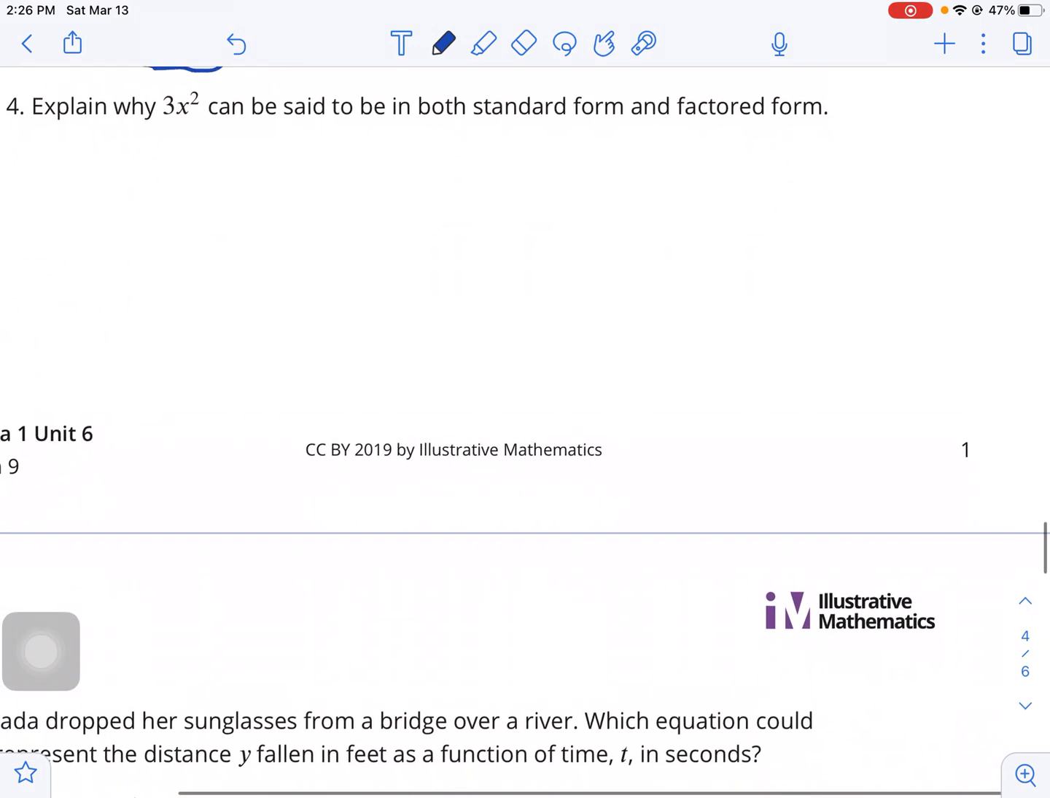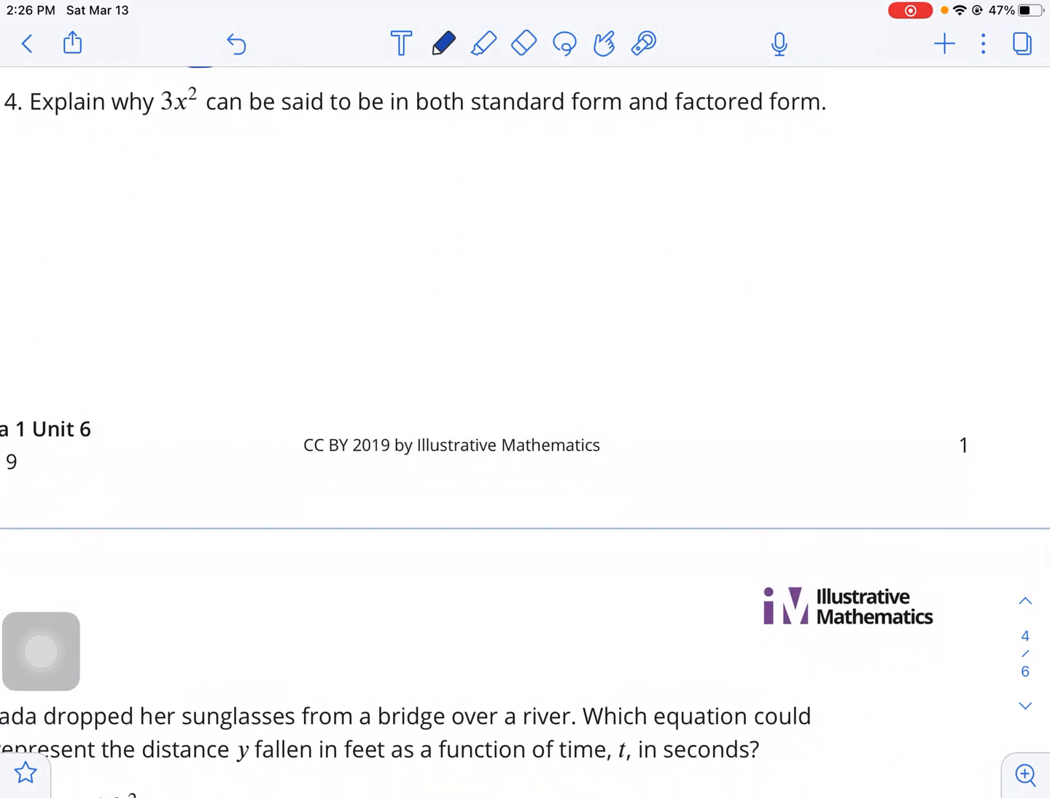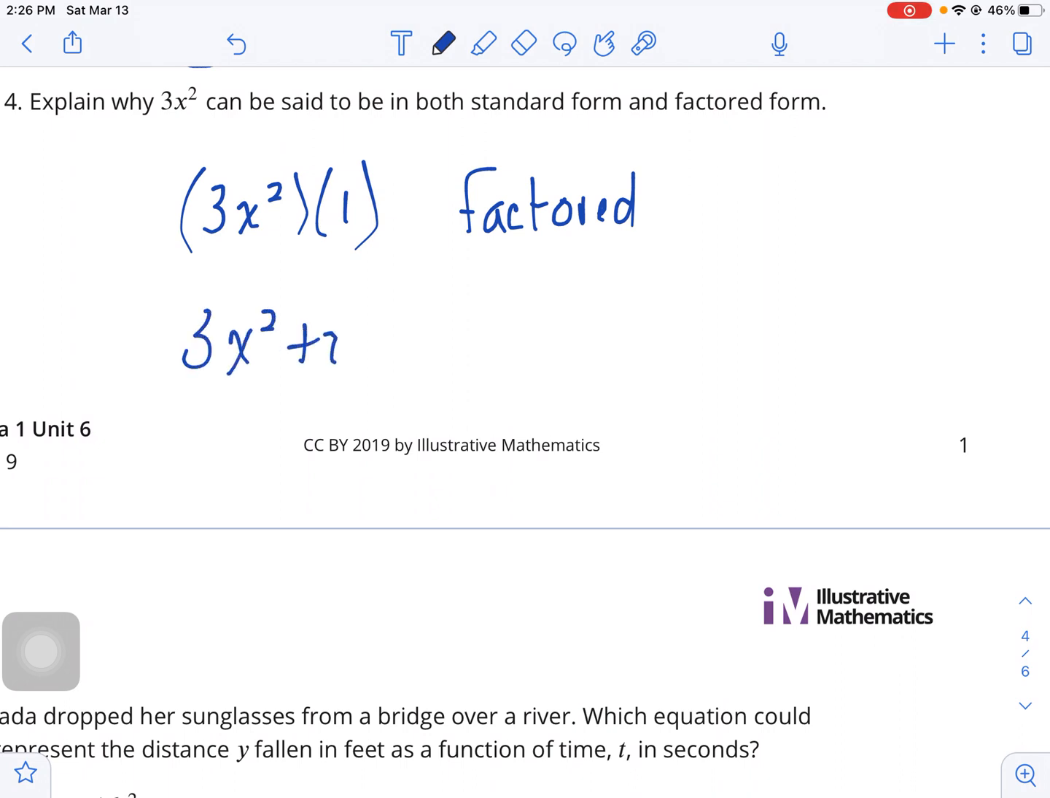Number 4, explain why 3x squared can be said to be in both standard form and factored form. We can write this as 3x squared times 1. So that would be factored form. As long as you've got two factors somewhere, you're in factored form. And we could write it as 3x squared plus 0x plus 0, and that's in standard form. So if it's a monomial like that, it's already in both forms.